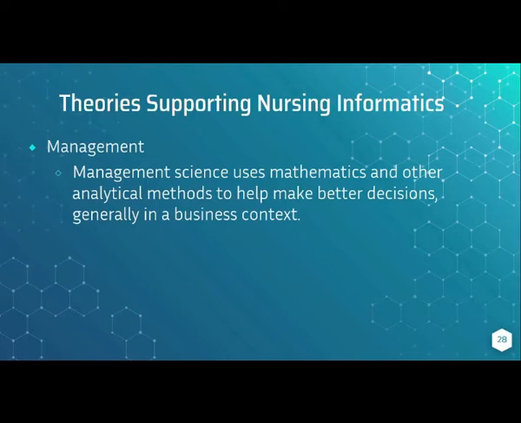Management. Management science uses mathematics and other analytical methods to help make better decisions, generally in a business context. While often considered synonymous with operations research, management science is differentiated from OR by being more practical rather than academic. The management scientist uses rational, systematic, science-based techniques to inform and improve decisions of all kinds.